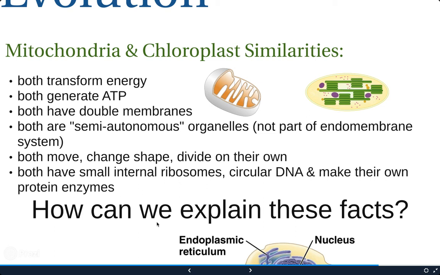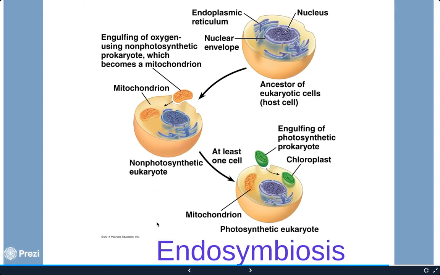Circular DNA, you guys, is found only in bacteria. What does that mean? What is that telling us? So how can we explain these weird facts and weird similarities? And the idea is the theory of endosymbiosis.